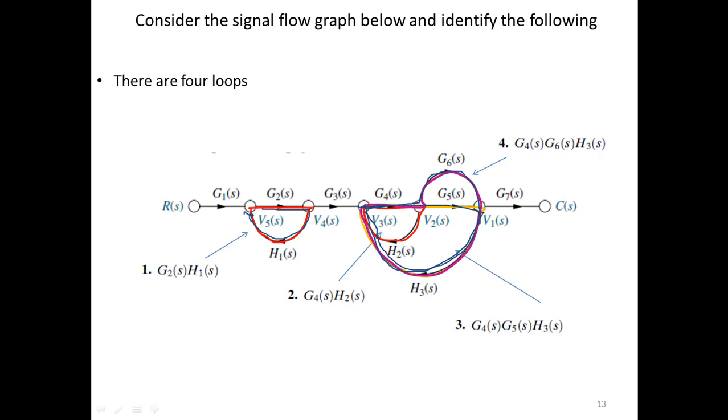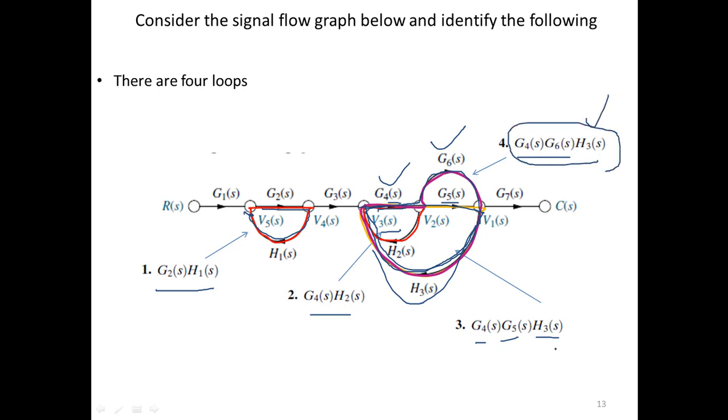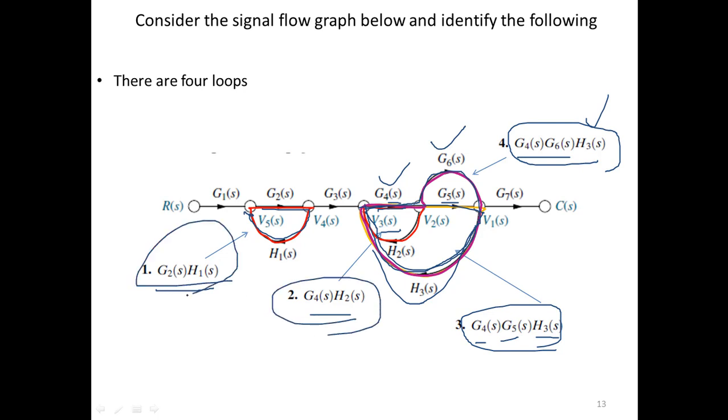The first loop has the overall function G2H1. The second loop is G4 multiplied with H2. Similarly, the third loop, in yellow, is G4, G5 multiplied with H3. And the last one is G4, G6 multiplied with H3. So there are four feedback loops. You can see it from the diagram as well. These are the four loops.